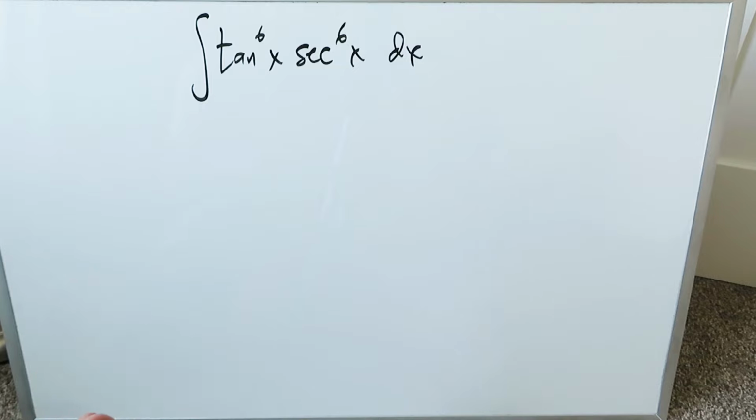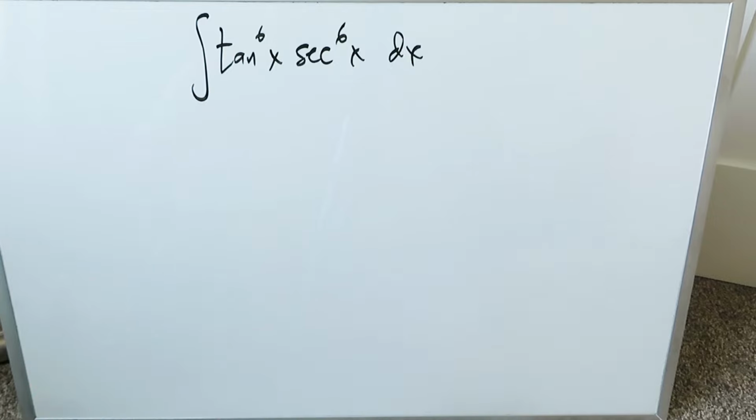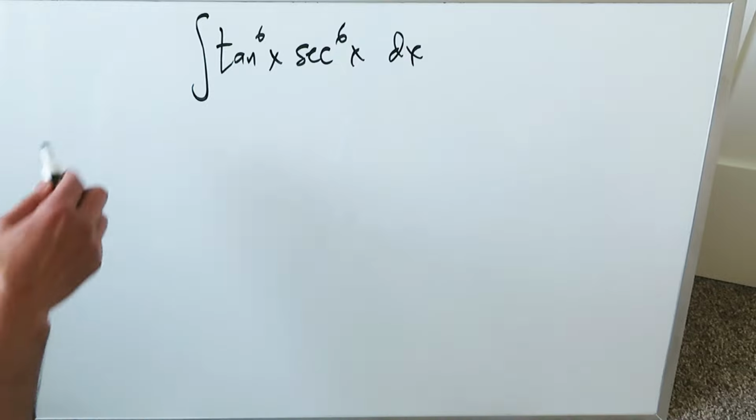Tan to the power of 6x, secant to the power of 6x. Both of those are high order exponents. Both of those are even. How do you go about solving a question like this? In this type of case, when the exponents are both even, push a secant square x outside and deal with that.